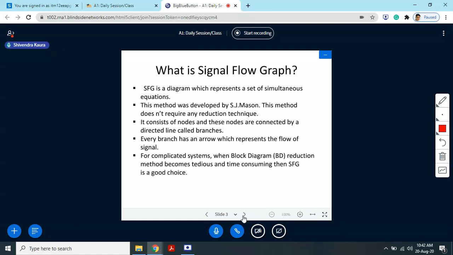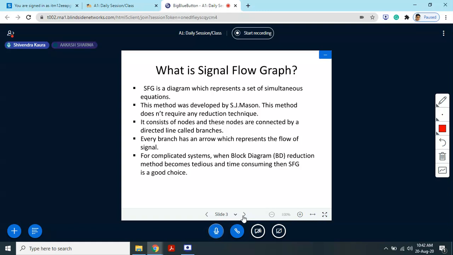We convert the block diagram in signal flow graph, and then we apply the Mason gain formula to find the transfer function. The signal flow graph consists of different nodes, branches, loops, closed loops, and it also consists of some arrows which are representing in which direction the signal is. So the direction of the signals is represented by the arrows.